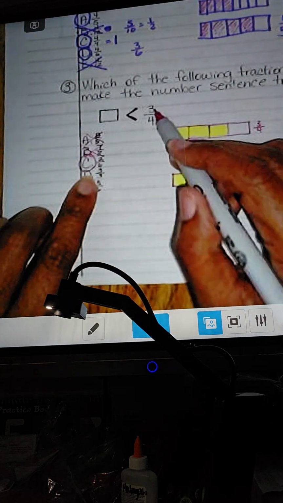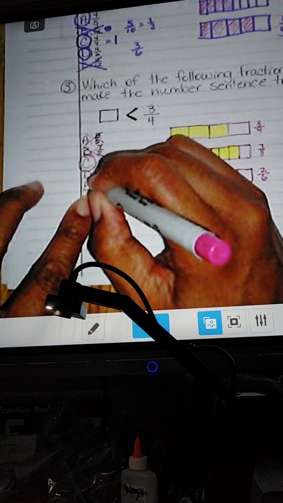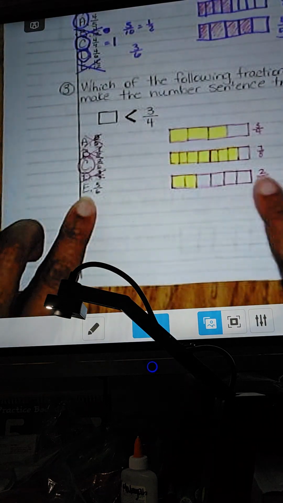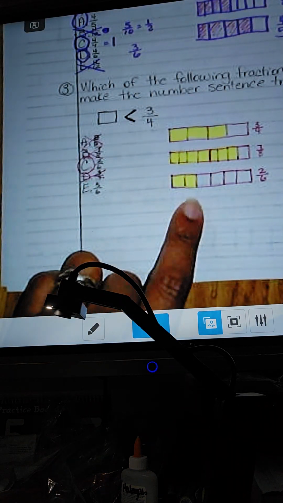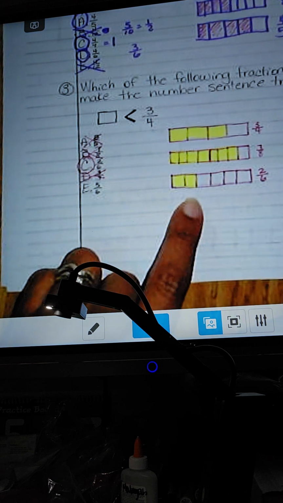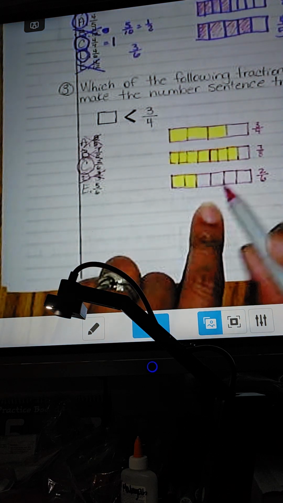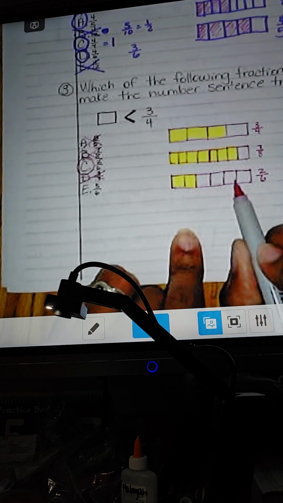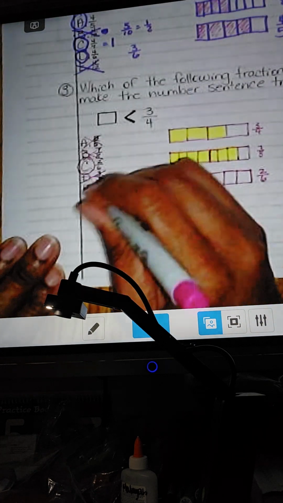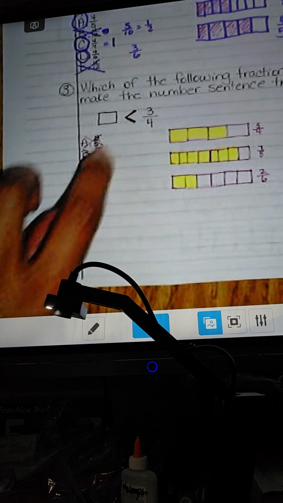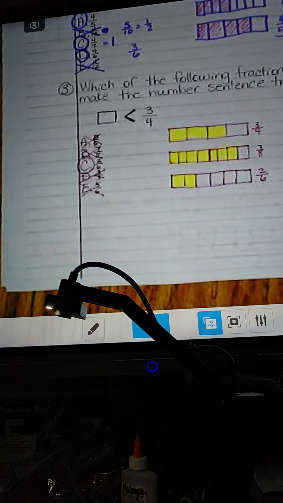Okay, and I could see also 3/3 equals 1 whole. 1 whole is always greater than 3/4. And then 5/6, that's close to a whole as well. So here's 6. I know 5/6 would be right here. I would shade in all the way up to here. So I know that that would not be correct either. So 2/6 is less than 3/4.